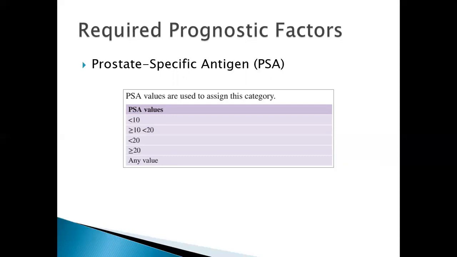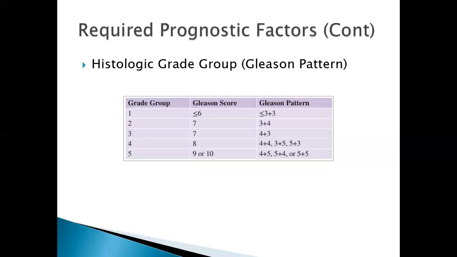The other prognostic indicator is the grade group or Gleason score. The grade is prognostic for PSA recurrence as well as prostate cancer mortality. So the grade group or Gleason score is not only prognostic to identify risk for PSA recurrence, but also for the patient dying from their prostate cancer.